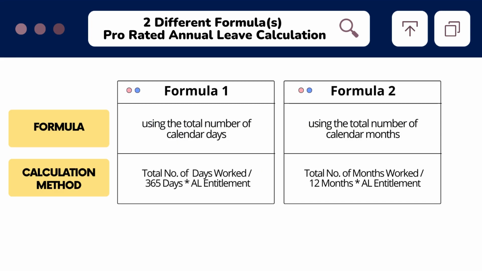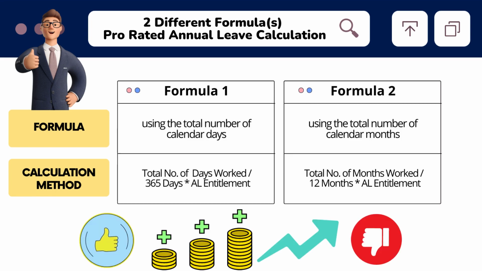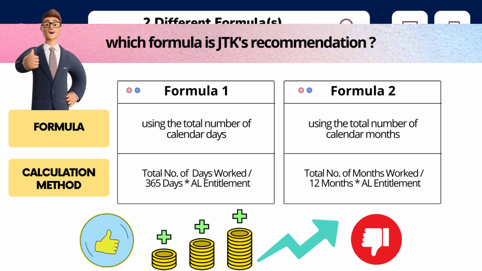As a conclusion, regardless of which formula is being used, the result will not be a huge difference. Most importantly, the calculation should be fair and there should be no shortage of entitlement to the employee. The key message here is that the employer can give more but not less. Oh yeah, the most important question: guess which formula is JTK's recommendation? It is formula number 1, using the total number of calendar days, because it is more accurate.